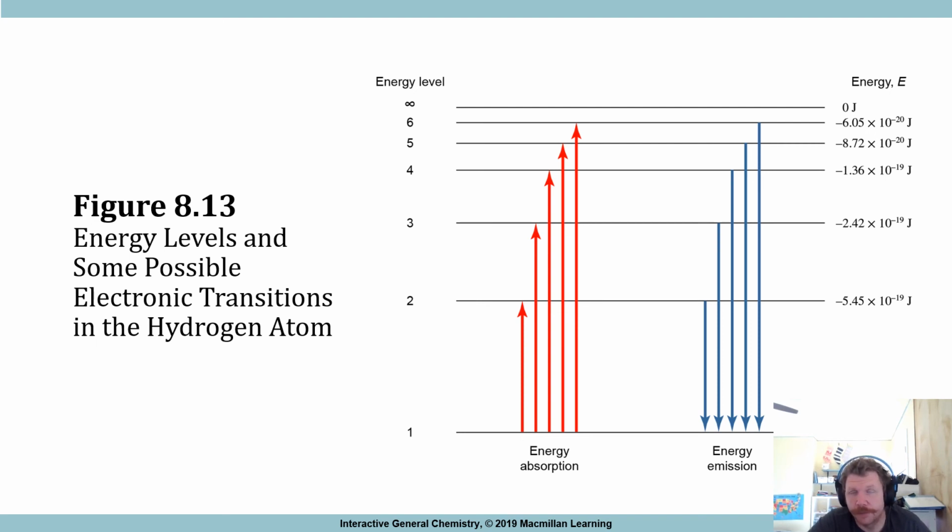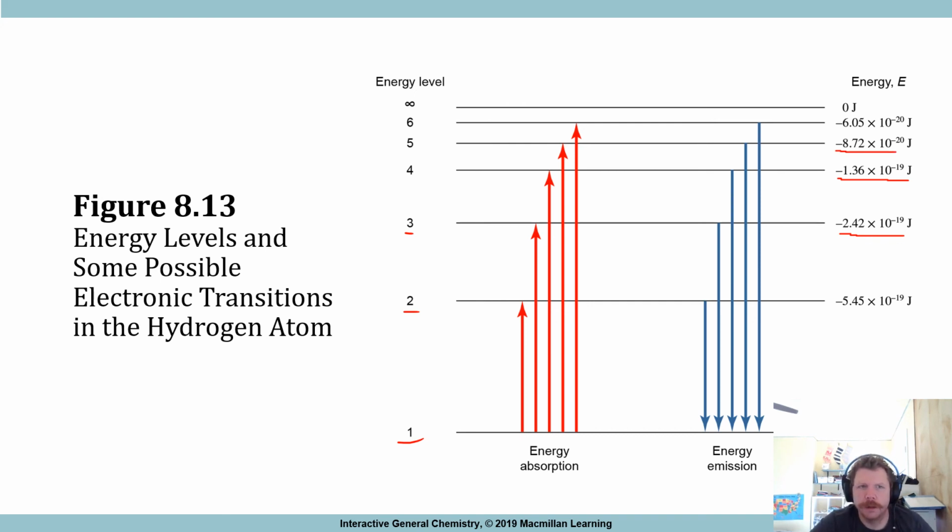The difference between energy level 1 and 2 versus 2 and 3 and 3 and 4 and so on, the energy associated with these different energy levels is decreasing ever so slightly. So negative 2.42 times 10 to the negative 19th up to negative 1.36. So the energy associated with that has basically been cut in half, and then it gets even less than being cut in half here, and so on.